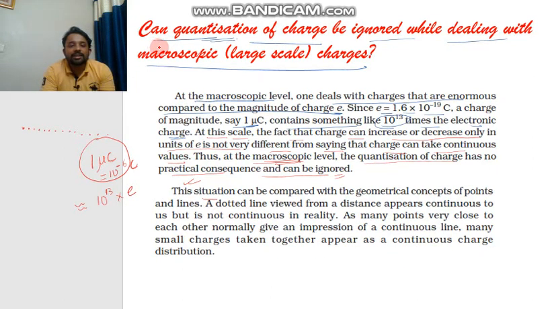So I hope this concept is clear. Again we'll come back to our question, can quantization of charge be ignored while dealing with macroscopic charges? Yes, we can ignore the quantization while dealing with macroscopic charges, because at the macroscopic level the increase by integral multiples of e has no practical change. So yes, it can be ignored. The answer is yes, we can ignore the quantization of charge. I hope this concept would be clear by now.